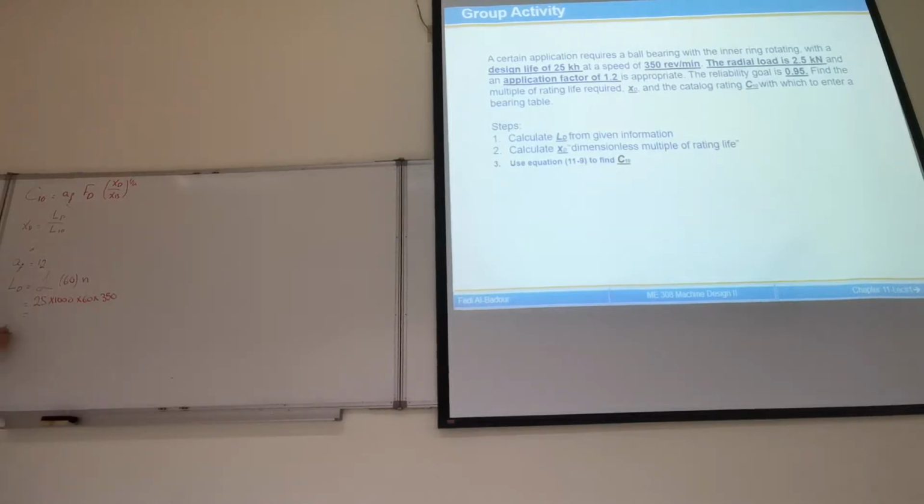Now what is L10? L10 is equal to what? What does this parameter represent? Yes, rated life. So the rated life for a ball bearing is 1 million. Now for the desired load, you gave me 2.5 kilonewton.